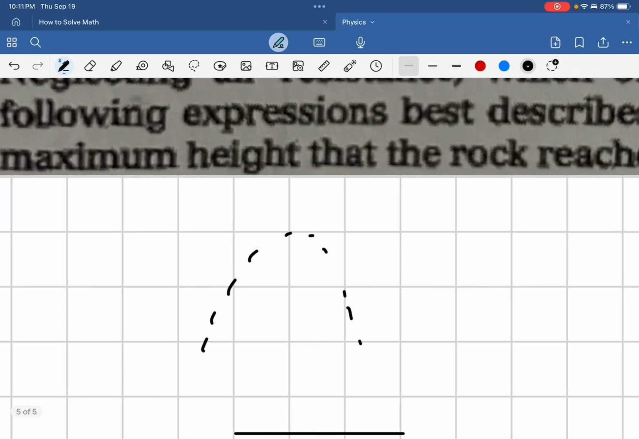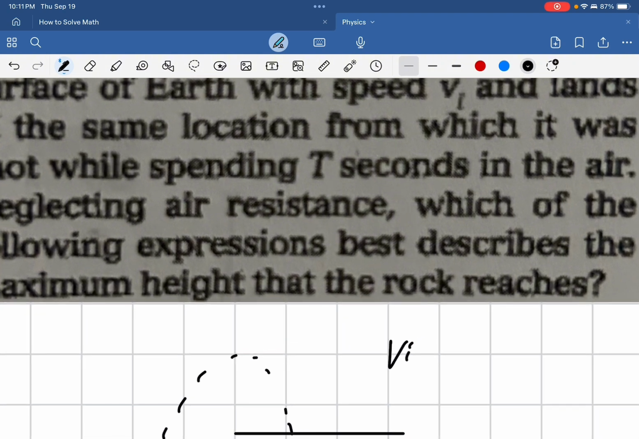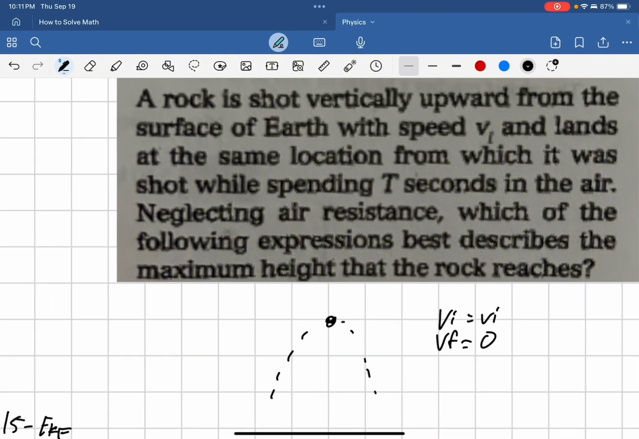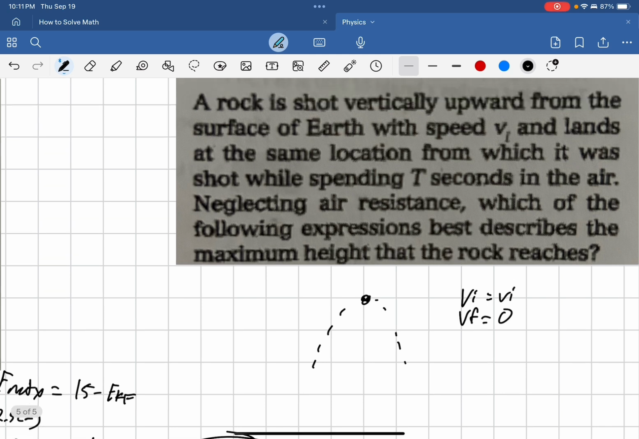So let's see, what did it say? Starting speed vi. Our final speed at this spot is going to be 0, because the velocity in the y direction at that point is switching from going up to going down, so it's going to be 0. Anyways, after this, what do we know?